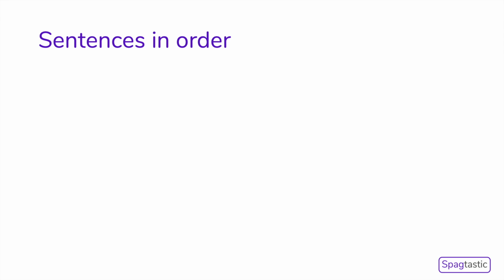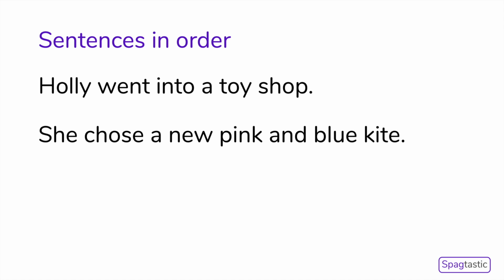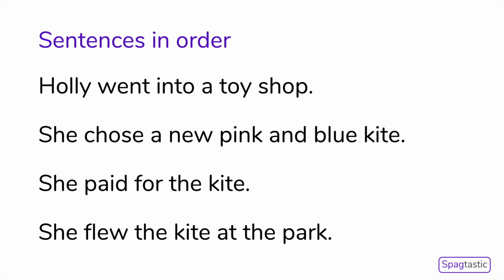Let's take a look. The first sentence is, Holly went into a toy shop. This sentence goes first because it tells the reader who we are writing about, a girl called Holly. The next sentence is, she chose a new pink and blue kite. After that it is, she paid for the kite. And the last sentence is, she flew the kite at the park. Now that the sentences are in the correct order, the writing makes sense.